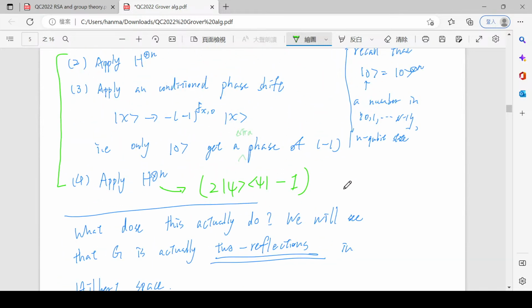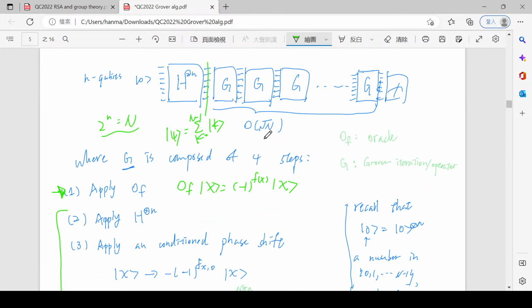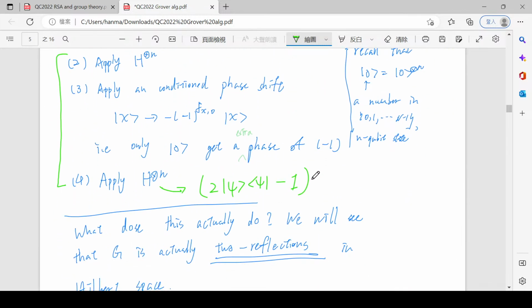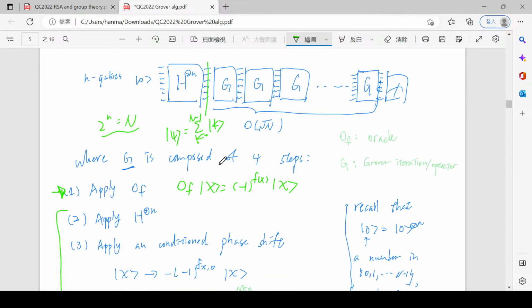So Grover algorithm basically just repeats this G thing. G is called Grover iteration or Grover operator, and OF is our oracle. So I guess some analysis here: obviously you see that every G contains 1 call to your oracle, and this H hat doesn't contain any calls to your oracle. So the number of G is the number of calls to your oracle. Okay, it's 1 to 1.